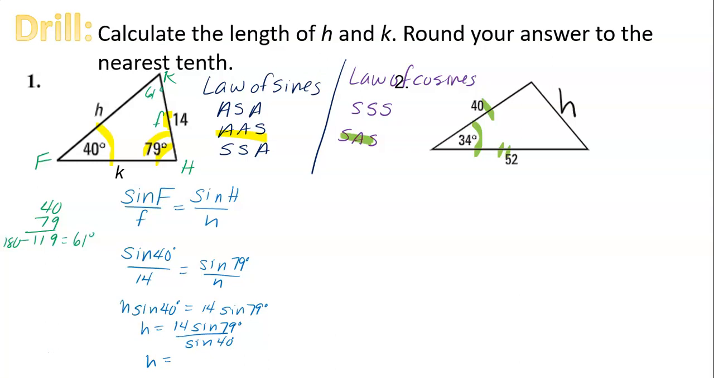And I got 21.3799, so I got 21.4. So that's h.